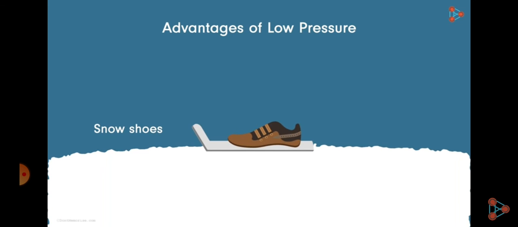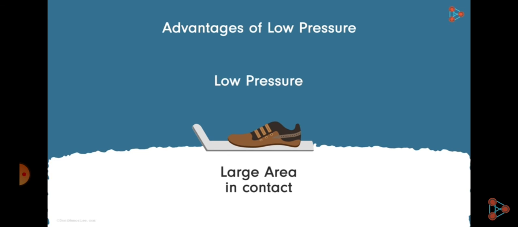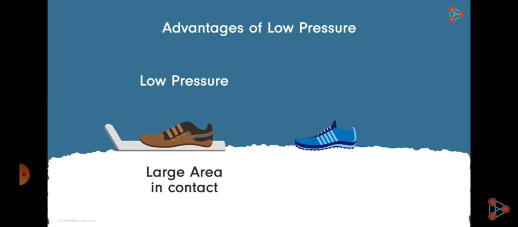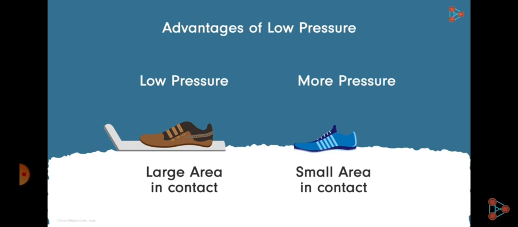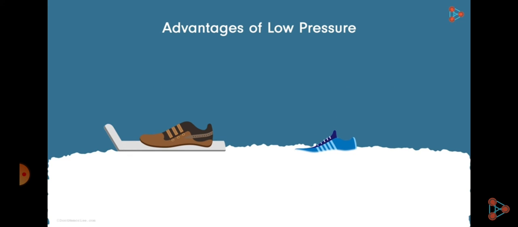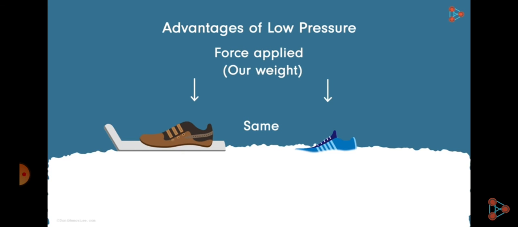We use snowshoes to walk on snow. The reason for that is simple. Due to the larger area in contact with the snow, snowshoes reduce the pressure on the snow. We are able to walk on it without our feet sinking deep inside. In case of normal shoes, due to comparatively smaller area of contact, the pressure on snow is more and it sinks our feet deep inside. Note that the force applied on the snow in both the cases is the same, our weight on the snow.